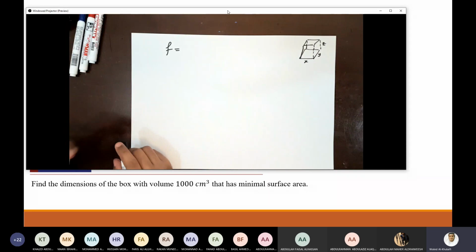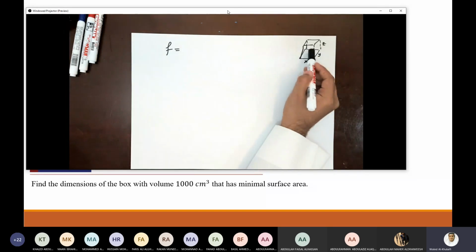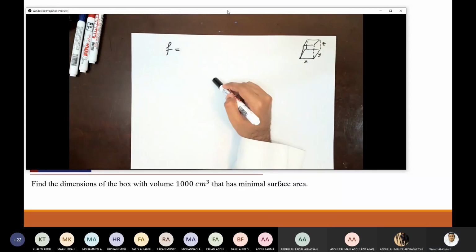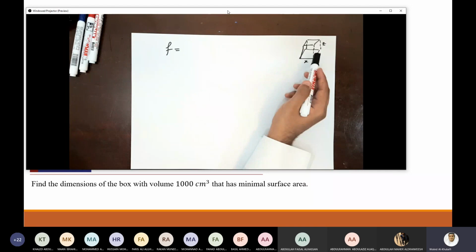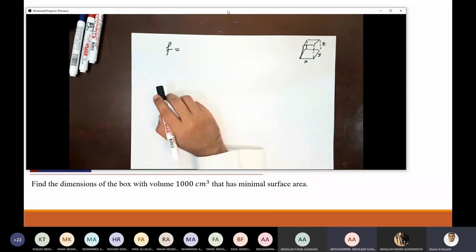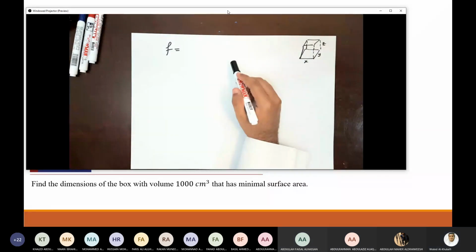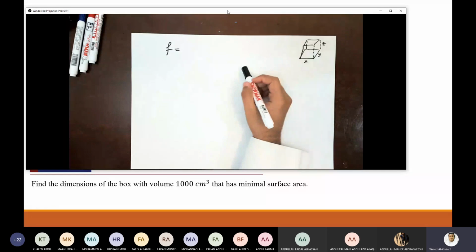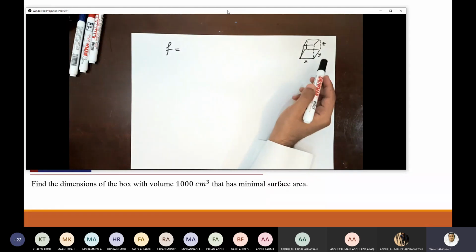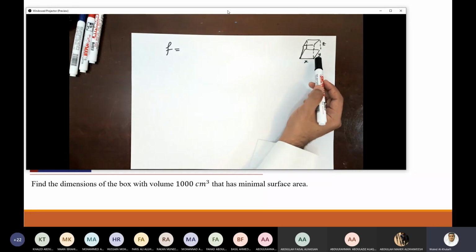So what is the surface area? How many faces do you have for this box? How many surface faces? 6, yes. And each face is a rectangle. So how do we calculate the surface area? What is the area of the bottom here, this bottom rectangle?